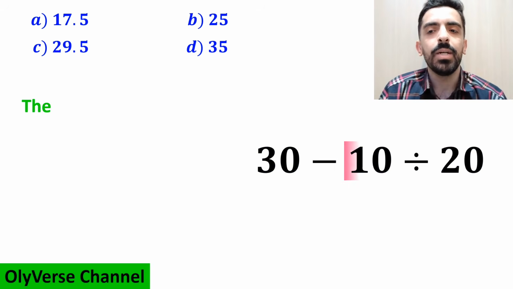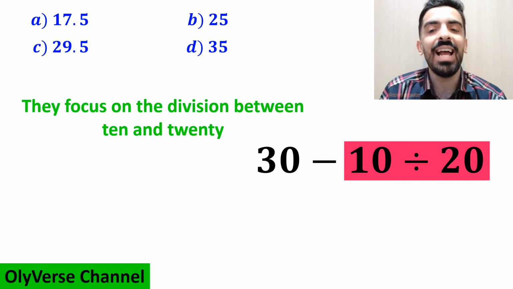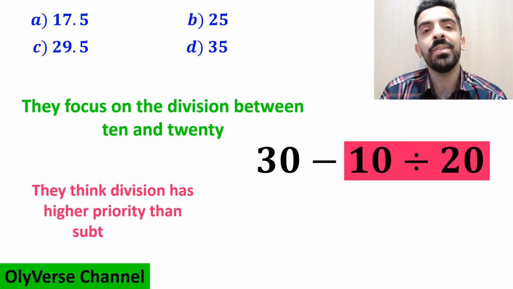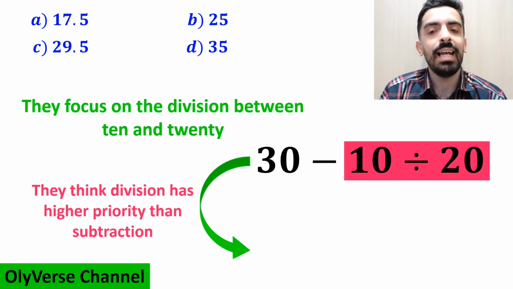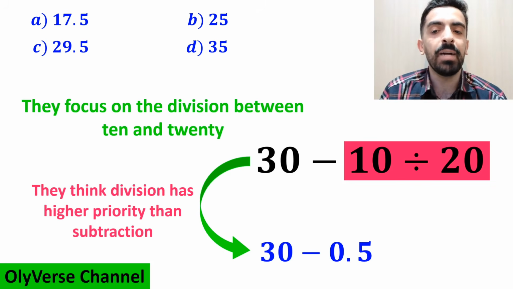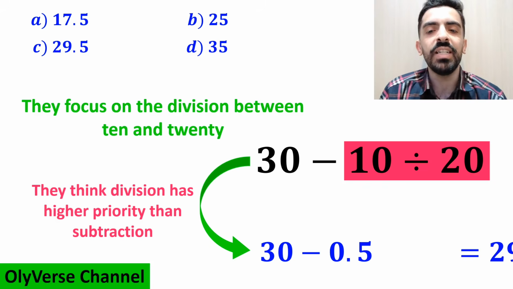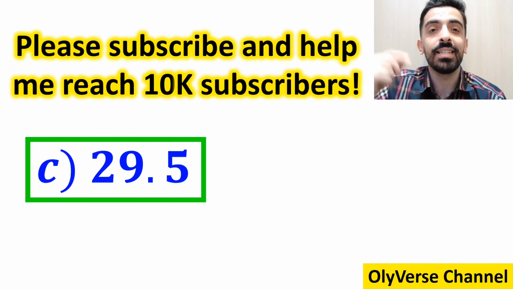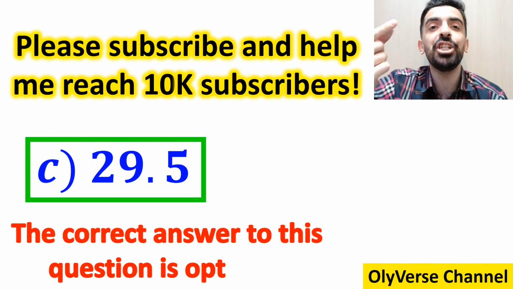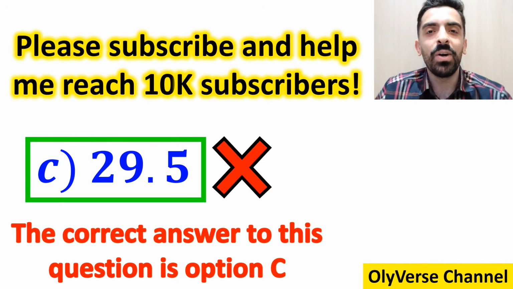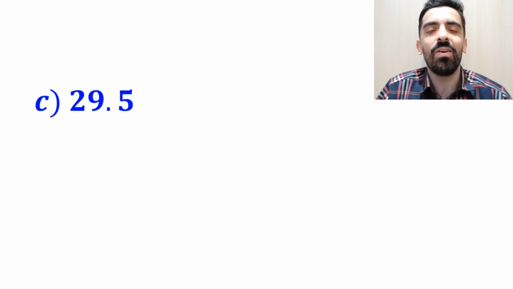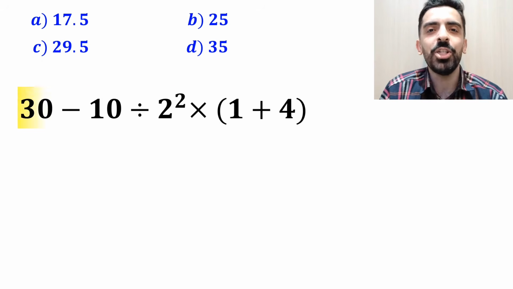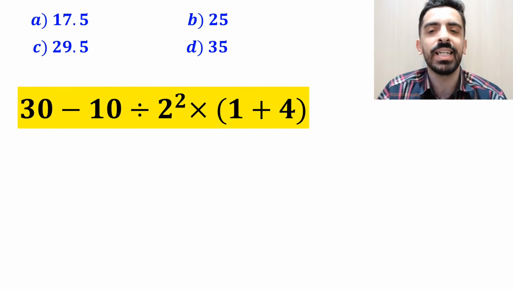In the final step, they focus on the division between 10 and 20 because they think division has higher priority than subtraction. And they replace this with 30 minus 0.5, which finally gives them the answer 29.5. Immediately, they conclude that the correct answer to this question is option C. However, that's definitely wrong. Alright, now let me show you how to solve this expression correctly.